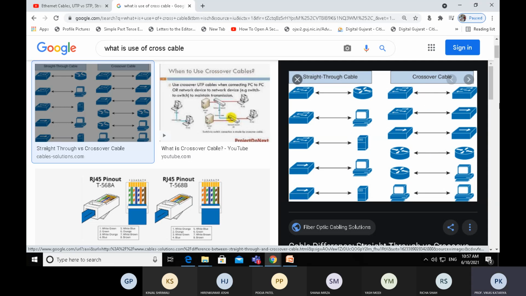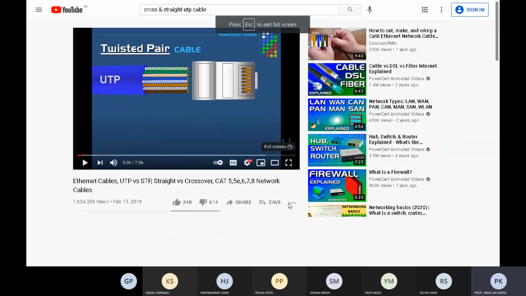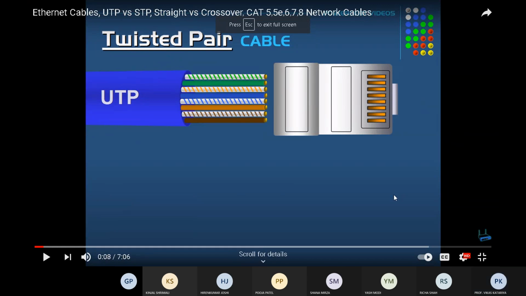Now, once we are clear about the purpose of a cross cable and the purpose of a straight cable, let's move ahead to how to prepare that particular cable, how to prepare a cross cable and how to prepare a straight cable. Now, I will show you a video of how to prepare it.